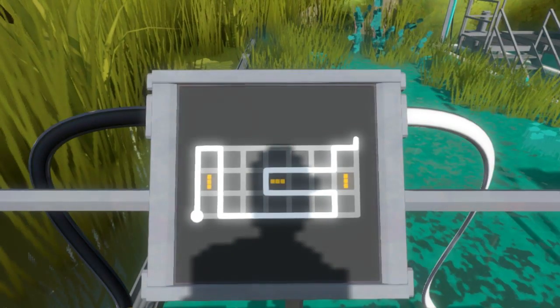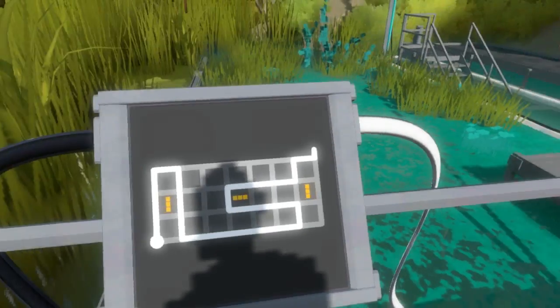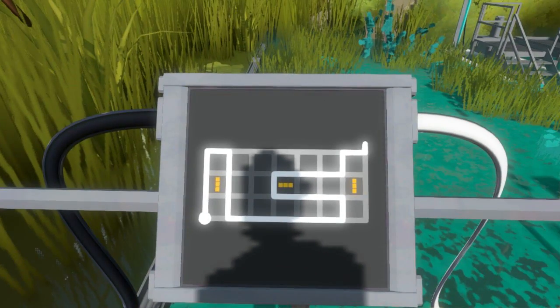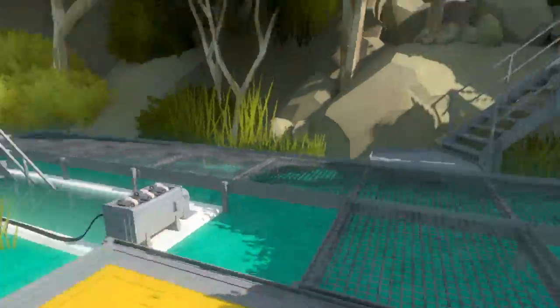Now, I'm not sure. I think the other way takes us the other way. Because I think this long block right here represents the platform we're on, and then these two just represent the opposite platforms. I like it. It makes sense.